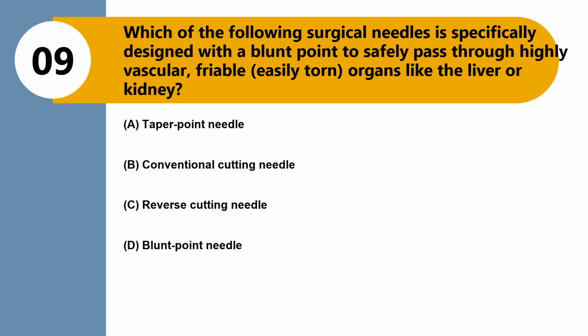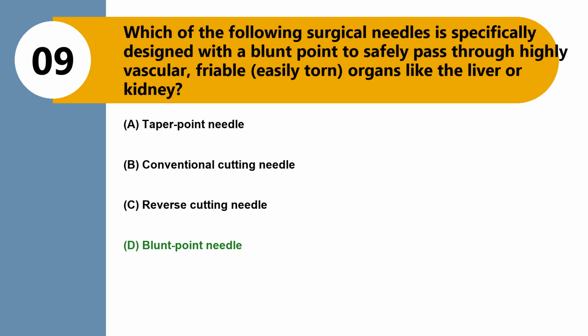Which of the following surgical needles is specifically designed with a blunt point to safely pass through highly vascular, friable, easily torn organs like the liver or kidney? Option A, taper point needle. Option B, conventional cutting needle. Option C, reverse cutting needle. Option D, blunt point needle.